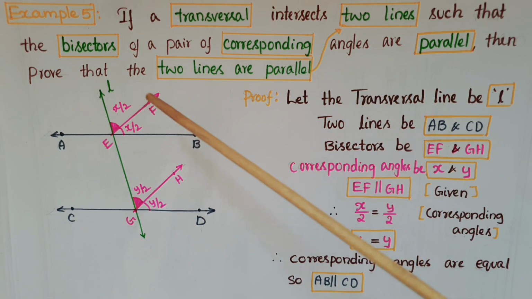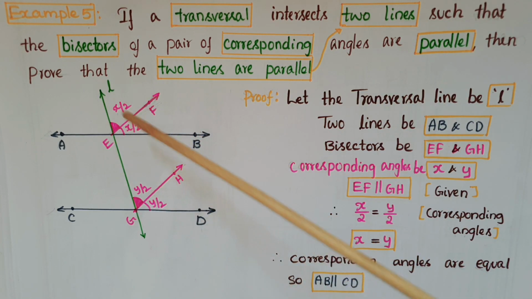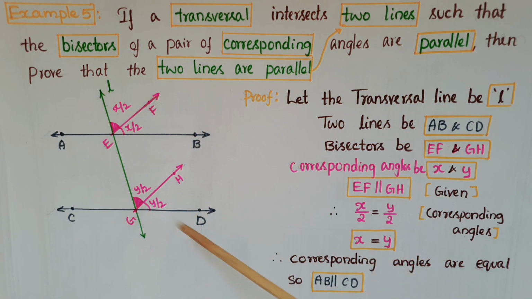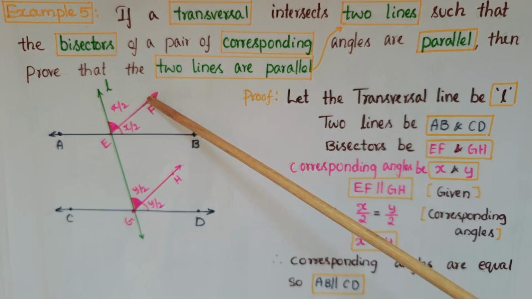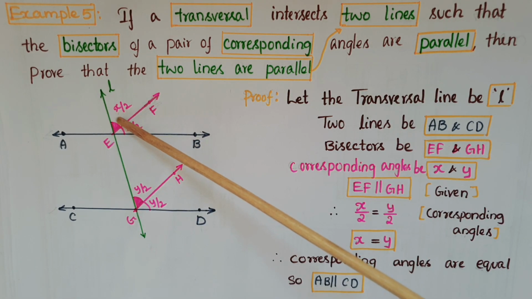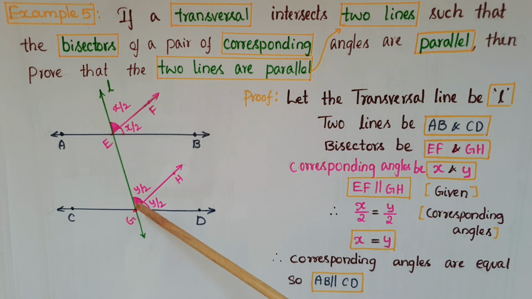Now assume x and y are corresponding angles when L intersects AB and CD. Then here EF is a bisector, so this angle is x by 2 and this is x by 2. And here the corresponding angle is y, and GH is a bisector of this corresponding angle, so this is y by 2 and this is y by 2.